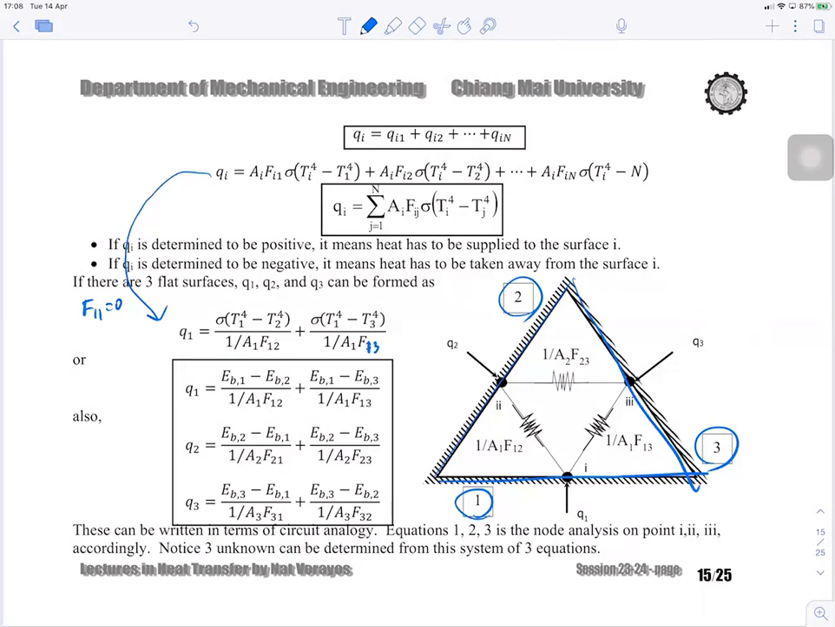Okay, so if you take a look, this is Q1. On two sides you have Q1,2 and this is Q1,3, right? So this is basically just the radiation balance, right?